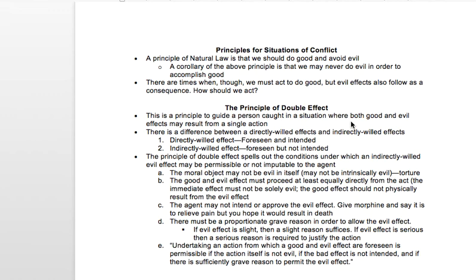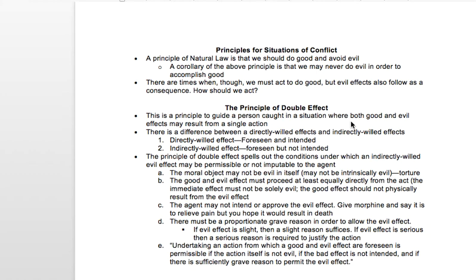So the first thing is that the moral object may not be evil in itself. That means what you're doing, the action itself, cannot be intrinsically evil. So torture and rape are good examples of that, right? For instance, with torture, you might say, hey, I'm going to torture this person, but yet look, it yielded some important information, right? That's unacceptable because the moral object is evil.